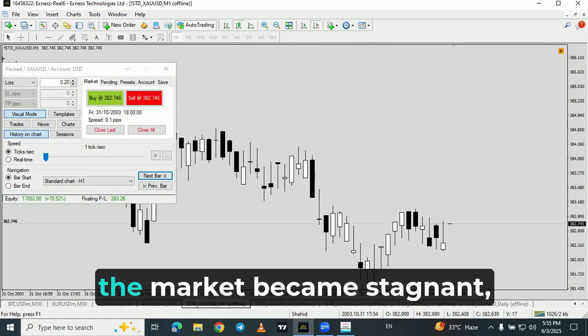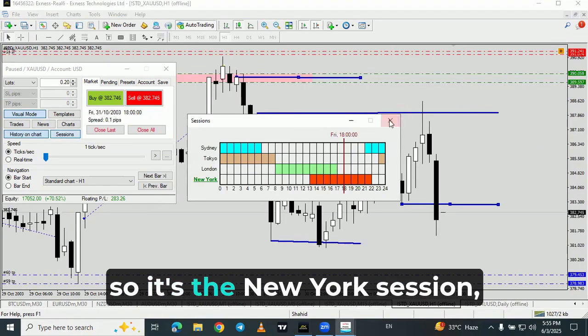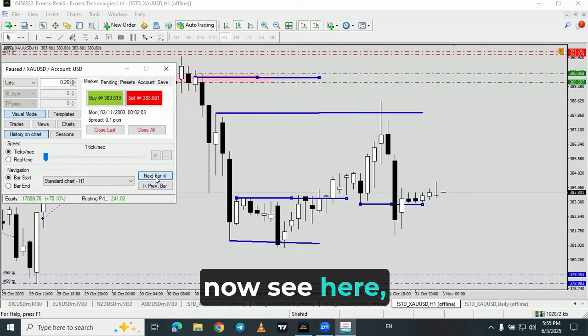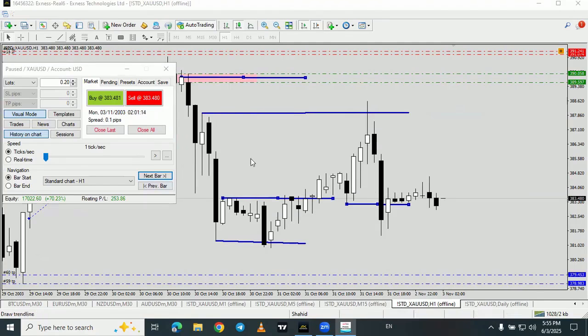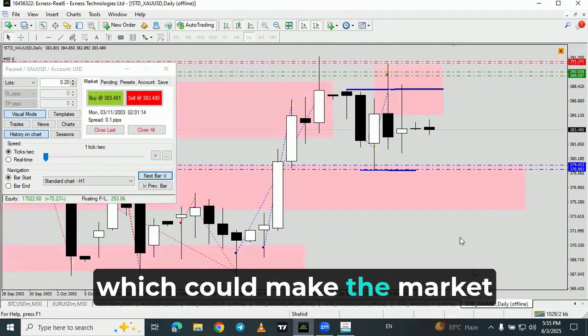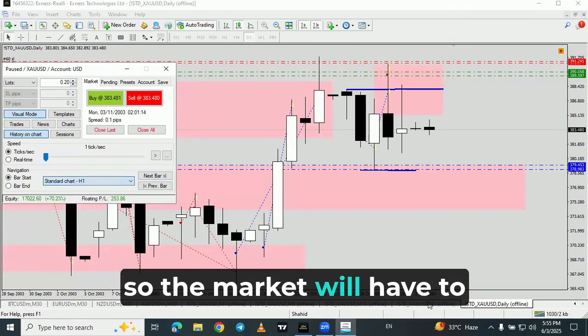Okay, it didn't reach there. The market became stagnant. This often happens in the New York session. So it's the New York session. Okay, so now we let the market run. Now see here, the market is buy side and sell side. So here, which range liquidity was there? This was there, which could make the market bullish. Otherwise, all this liquidity is there in the market. So the market will have to pick it.